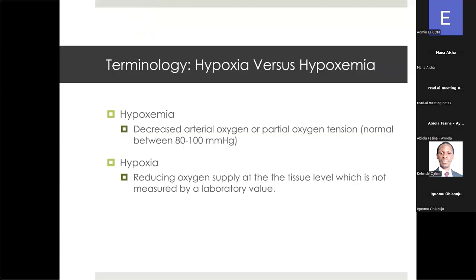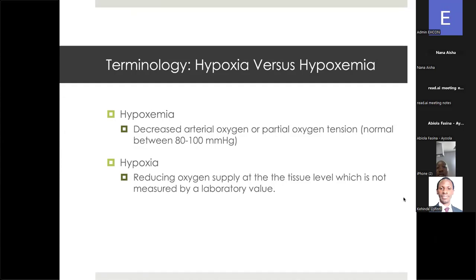So first things first, we need to do a bit of a review about terminology. We have a lot of different ways of describing low oxygen states. There is hypoxia versus hypoxemia. And it's important to know the difference so that when we are speaking, we are using the right term and speaking with one voice. Hypoxemia refers to decreased arterial oxygen or partial oxygen tension in the blood. It is a laboratory value that needs to be measured. And the normal value usually rests somewhere between 80 to 100 millimeters of mercury.